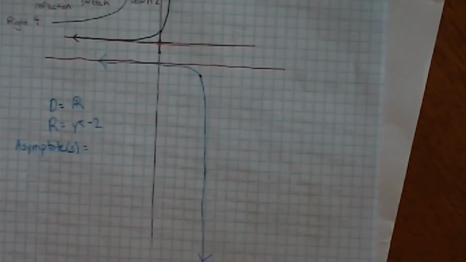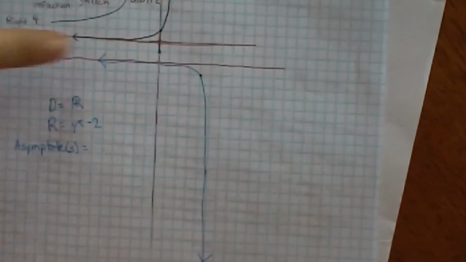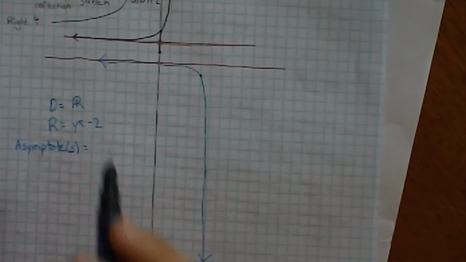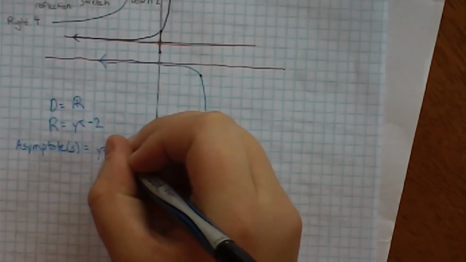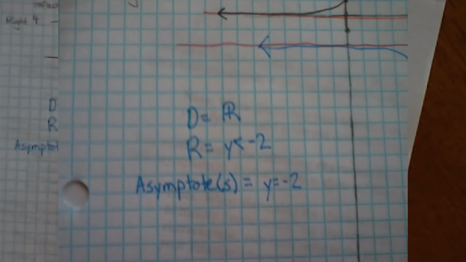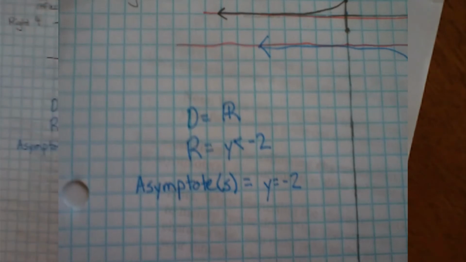And the asymptote is the line that the function never crosses, which is right here in the red. And the asymptote is negative 2, so I would write that as y equals negative 2, since negative 2 on a graph is just a straight line right here. And that is how you calculate the domain, range, and asymptotes.